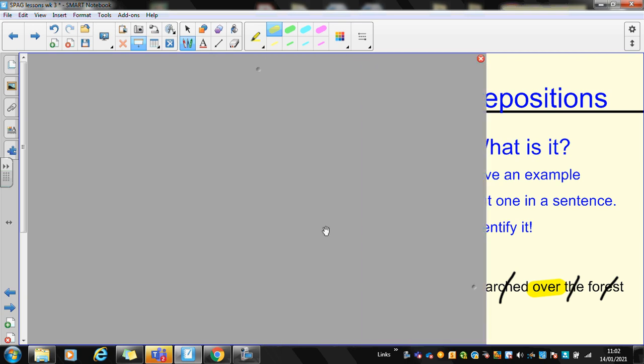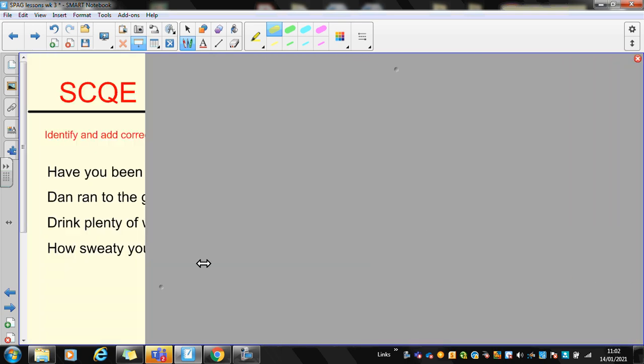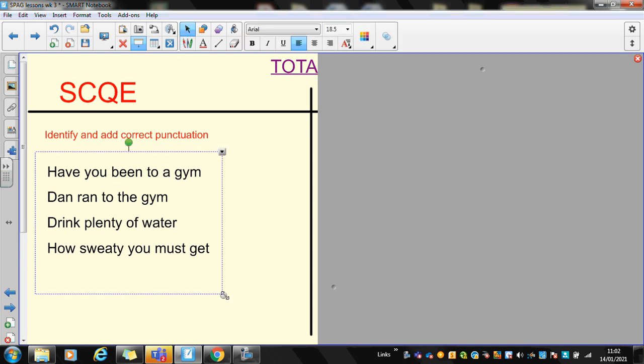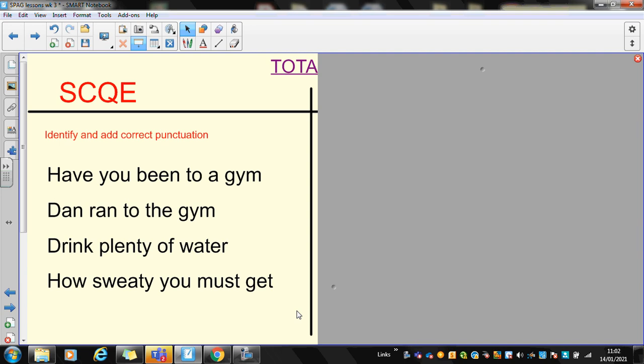Well done. Okay, let's move across and have a look at our SCQE. Can you remember what they stand for, I wonder? S stands for statements. C stands for commands, Q for questions, and E for exclamations. So I want you to identify, there's one of each, which one's which. If there are any you find tricky, you could do the other three first, and the one that's left must be that one. Identify them and then write in the punctuation. Okay, pause the video, have a go at that, and I'll do the answers in a moment.